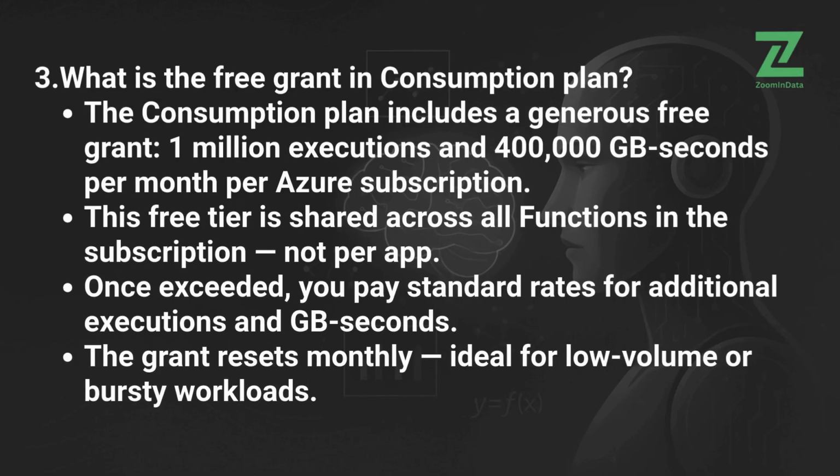What is the free grant in consumption plan? The consumption plan includes a generous free grant, 1 million executions and 400,000 gigabyte seconds per month per Azure subscription. This free tier is shared across all functions in the subscription, not per app. Once exceeded, you pay standard rates for additional executions and GB seconds. The grant resets monthly, ideal for low volume or bursty workloads.